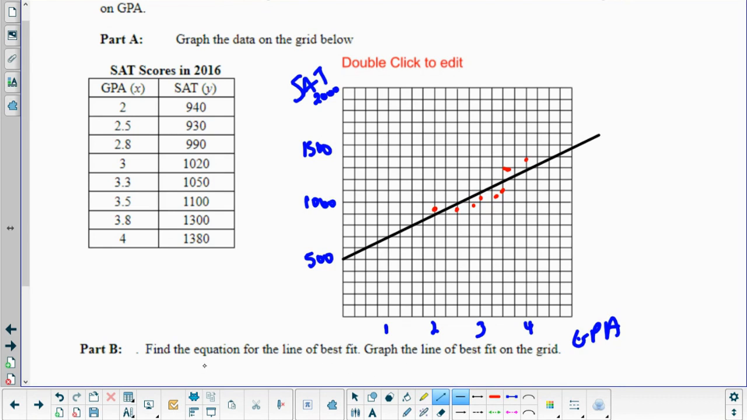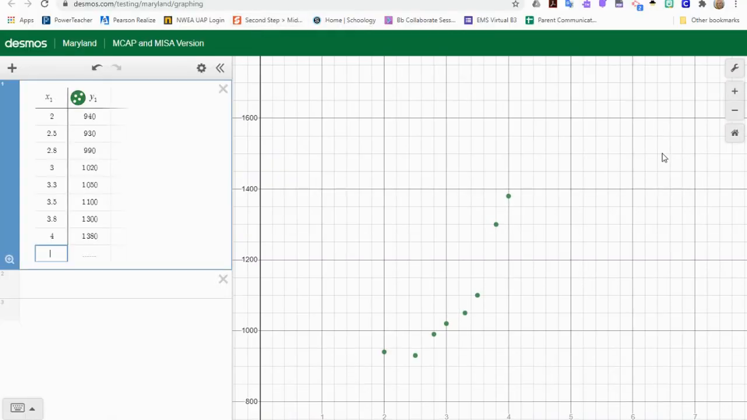Okay. This one says find the equation for the line of best fit. So for this part of your problem, you would like to use your Desmos calculator. So I'm going to go ahead and show you what that looks like. I've already done it ahead of time. Okay, so it looks like this.